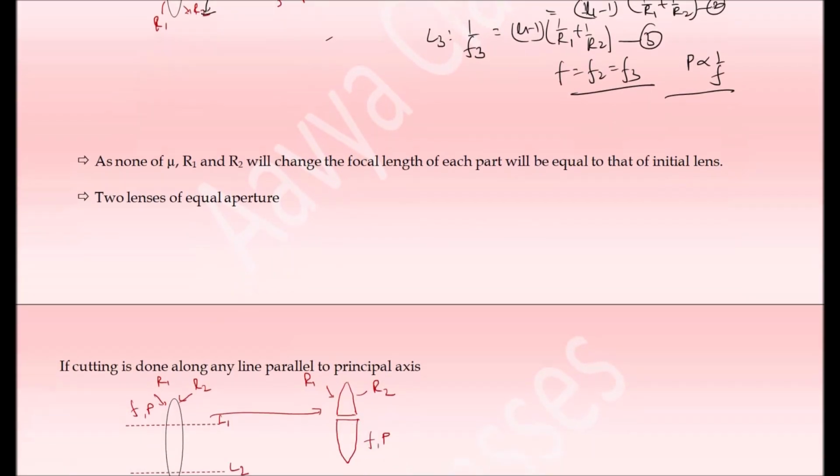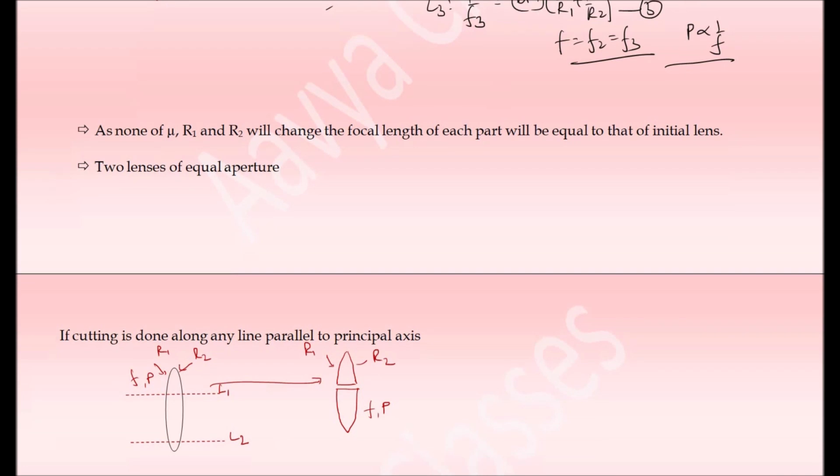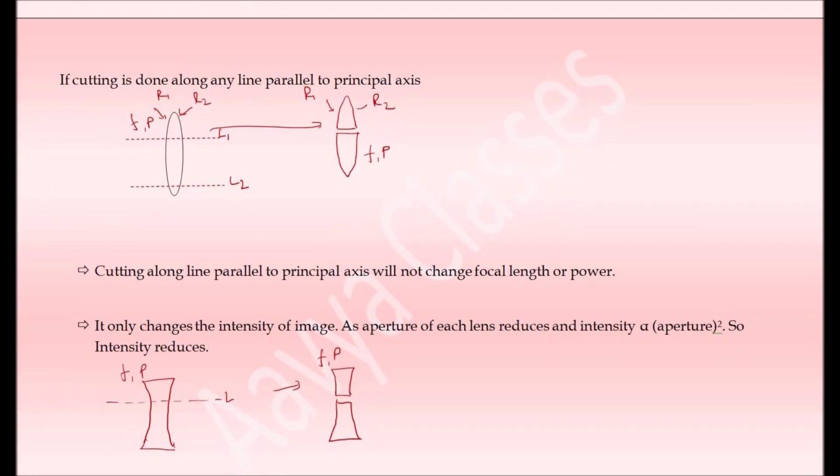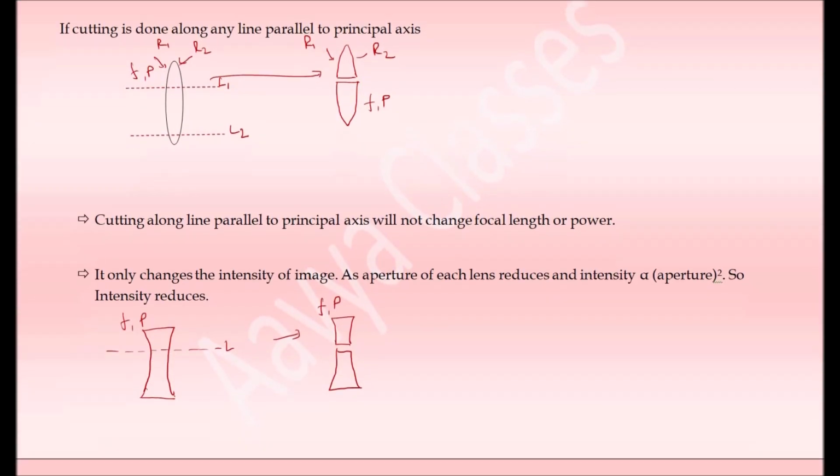Now, if cutting is done along any line parallel to principal axis, so instead of symmetrical cut, if we make an asymmetrical cut, but the cutting is done along any line parallel to principal axis, in that case we will see that we get two lenses. The radii of curvature of both surfaces are R1 and R2 respectively, as was in the previous case.